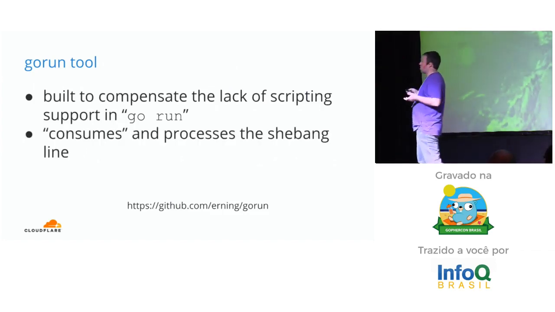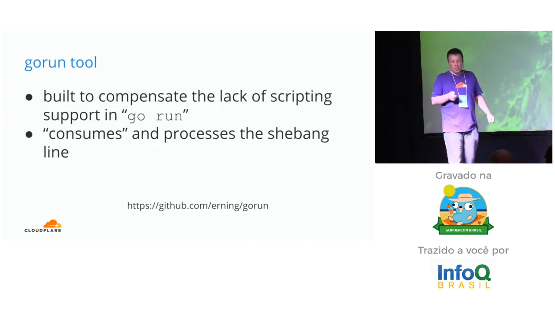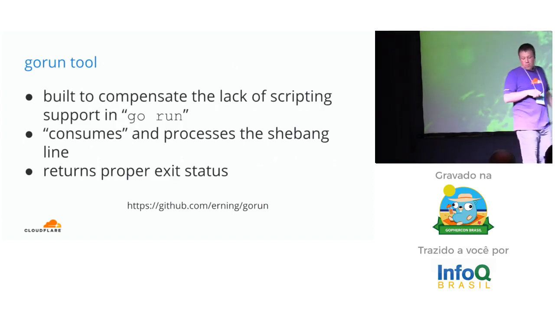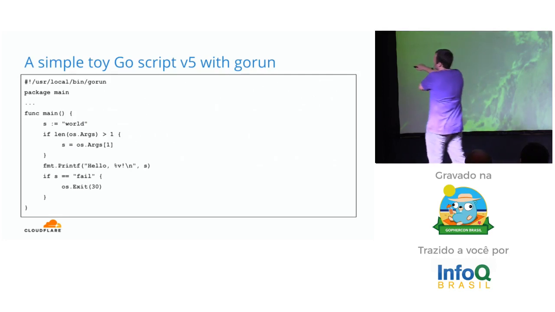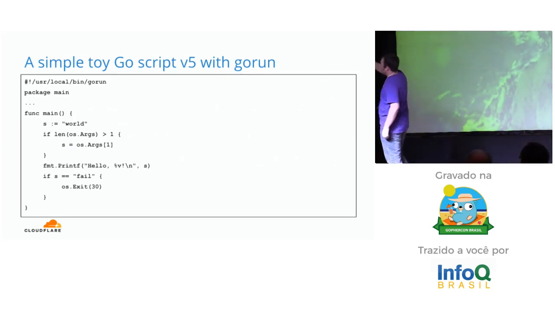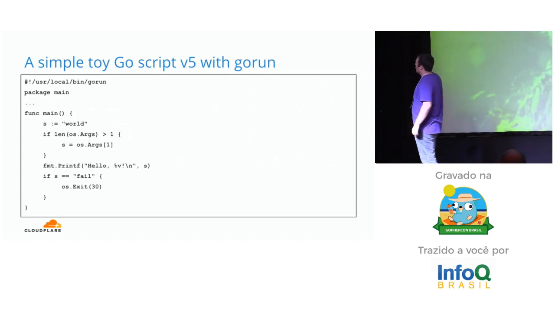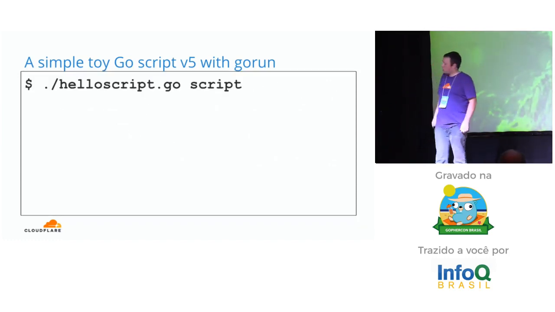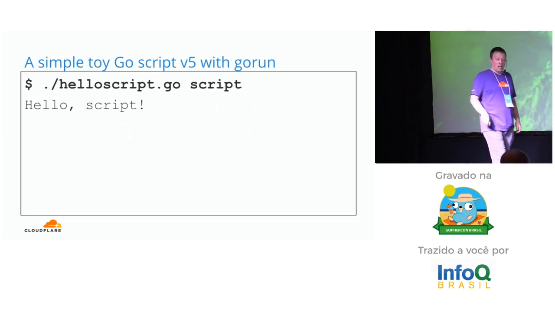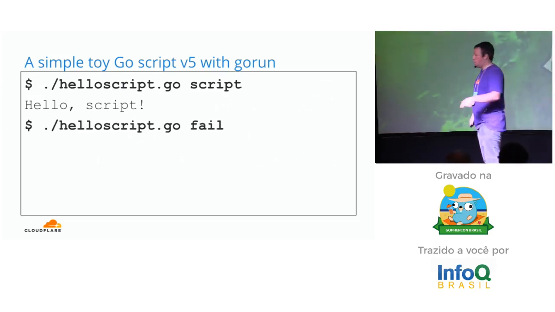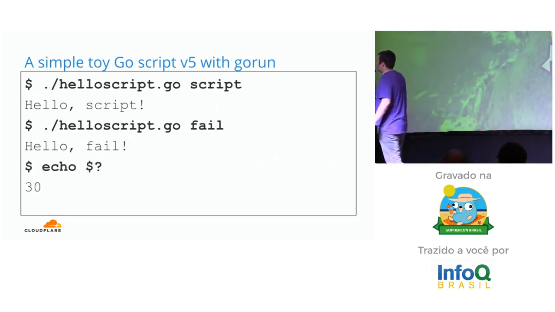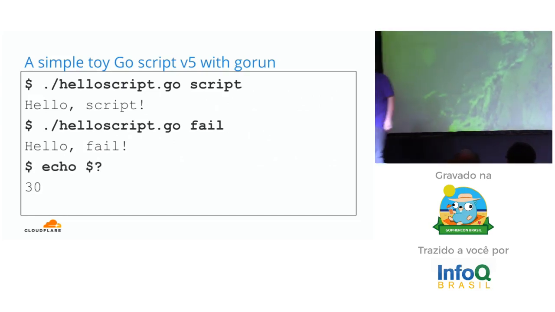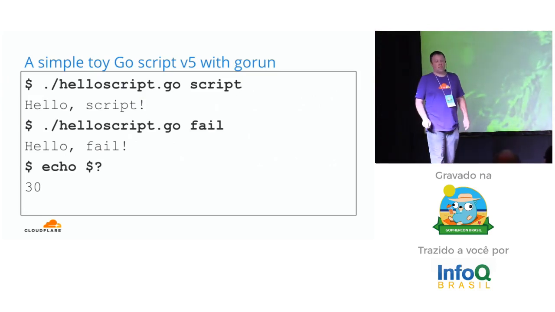It consumes and processes, mostly ignores, the shebang line, so it will not error out on it. And it returns proper exit status. Okay, so let's try our script with a proper shebang line, but this time we'll call our custom gorun tool, and let's verify if it works. So parameter passing, nice, works, no extra output. Failure case, you see the expected hello fail, no extra output, and if you check the exit status, you see 30, which is what's expected.